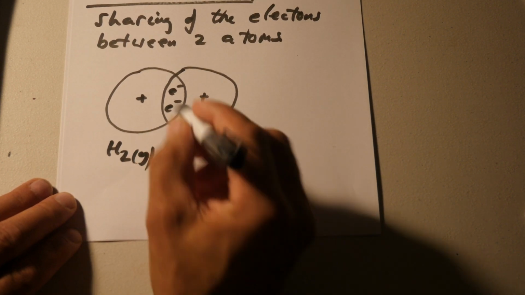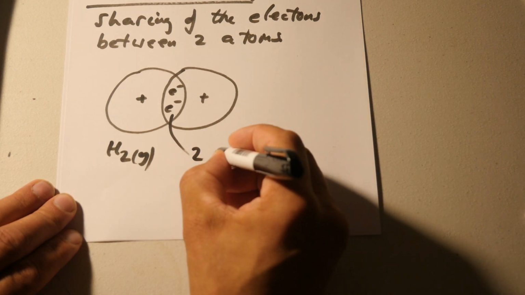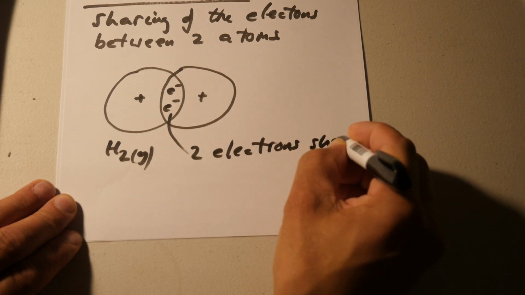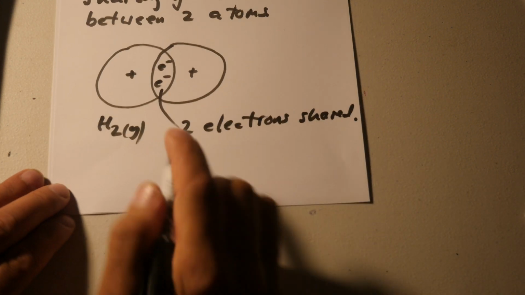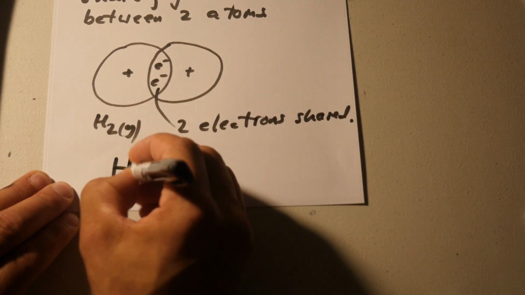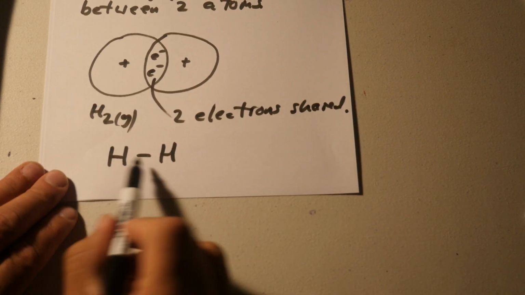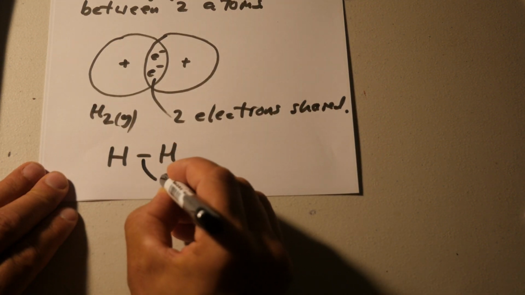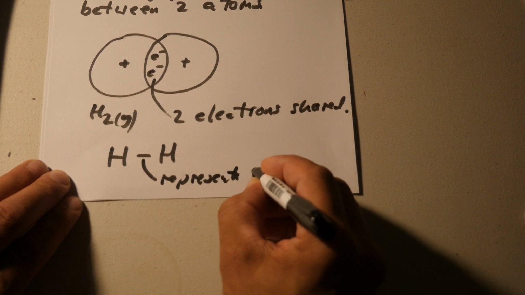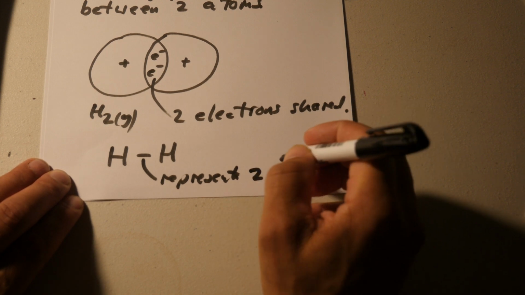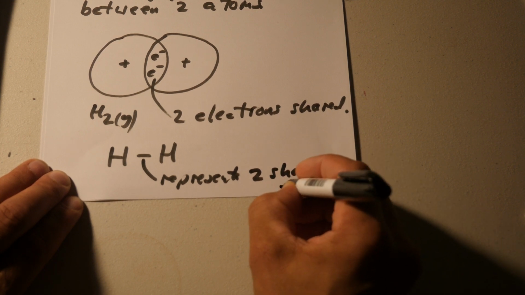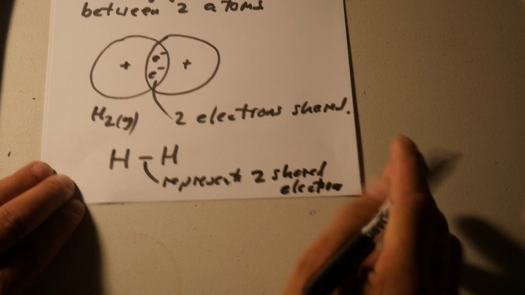Gas. So you've got two electrons shared, okay? There are always two electrons shared in one bond, so you would write this like this, okay? The single line there represents the two shared electrons, okay? So that's clear.